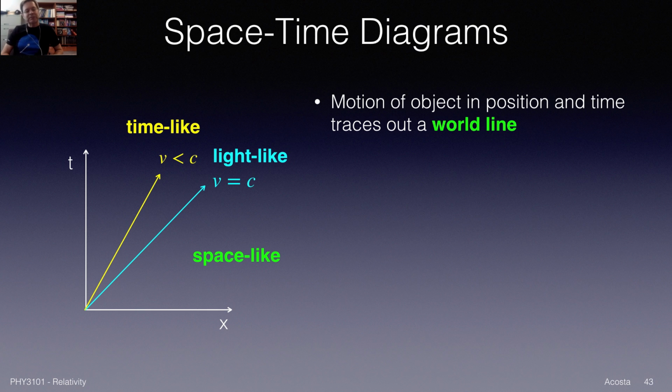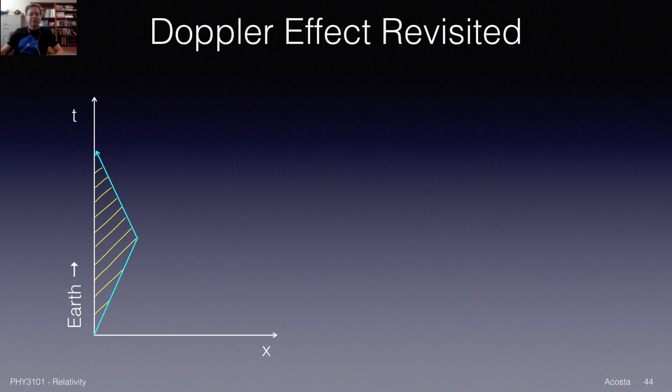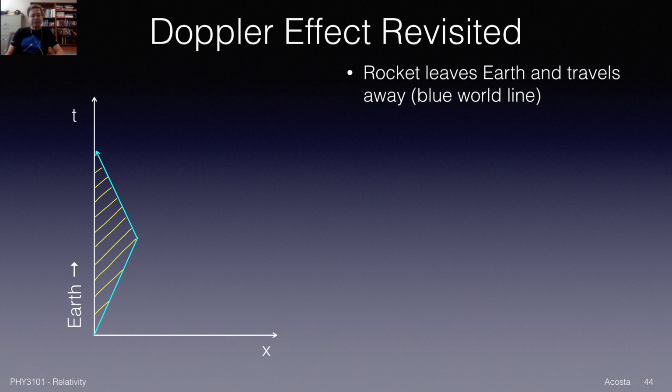All right, but let's use these space-time diagrams to understand another topic that we learned earlier in these lectures. For example, the Doppler effect. I'm going to use a space-time diagram to illustrate how the Doppler effect is changing the frequency between the source and the detector as something moves away or toward each other. So let's consider a rocket that leaves Earth and travels away. That would be the so-called blue world line. Maybe they started at x equals 0, t equals 0, it left Earth, it's traveling away from Earth along the x-axis, but it takes some time, so you're traveling up along this blue line.